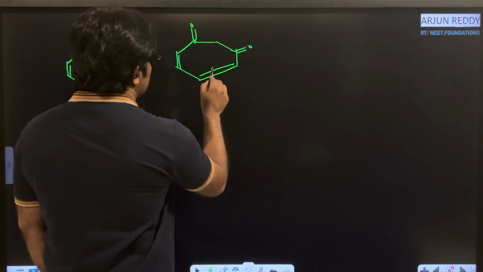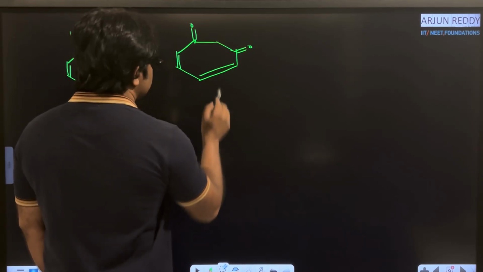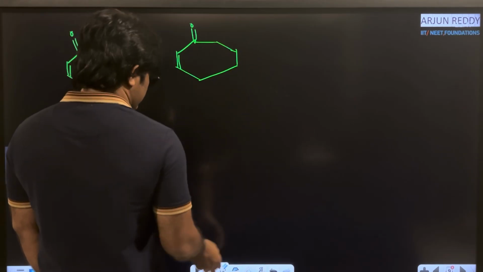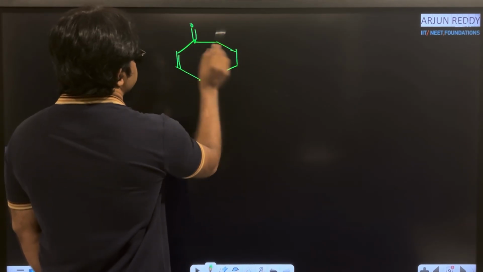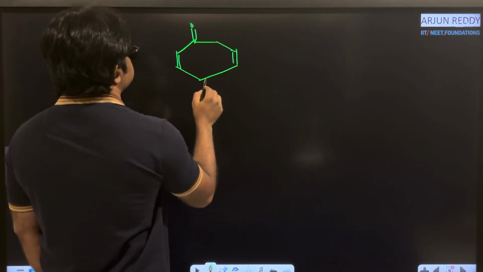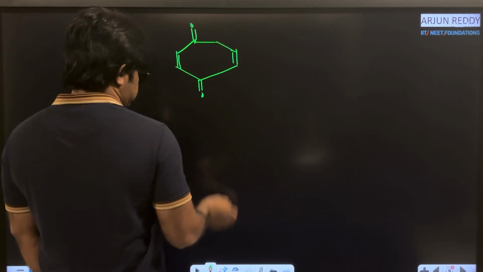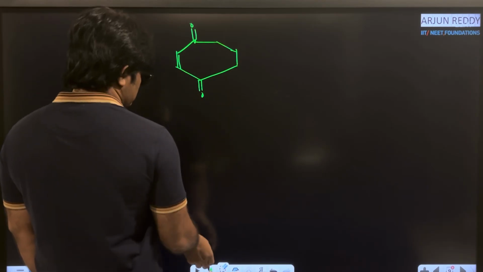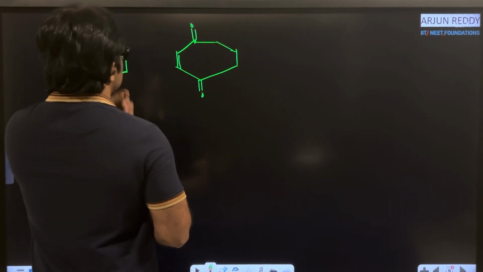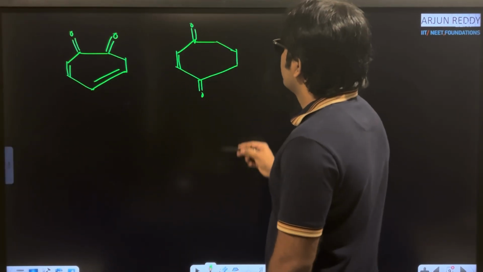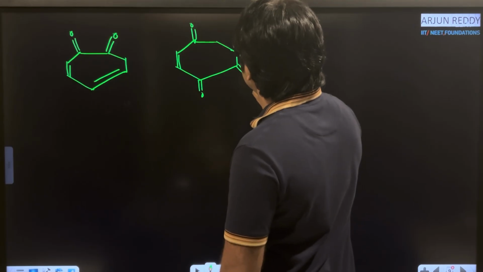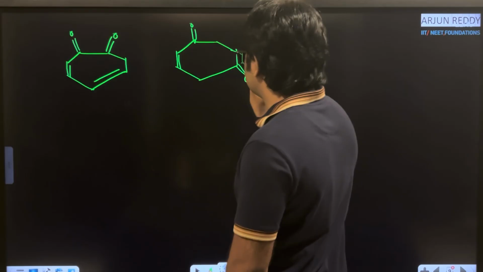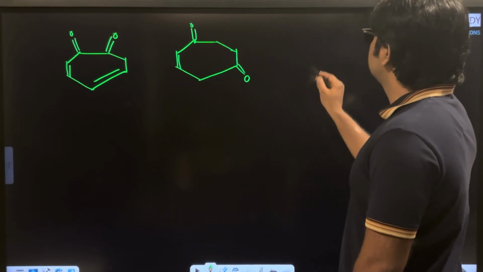Otherwise you better take one second. No, not like that. C double bond O group. You write here. Yes, fine. Last one.